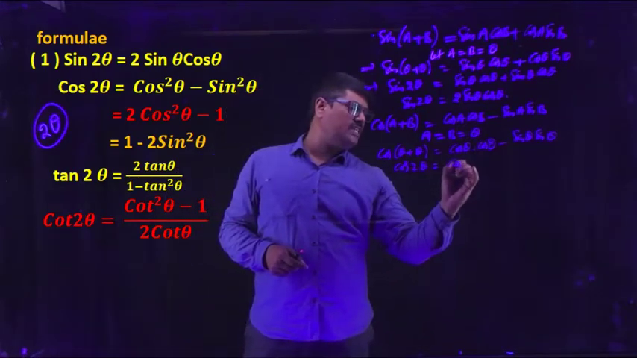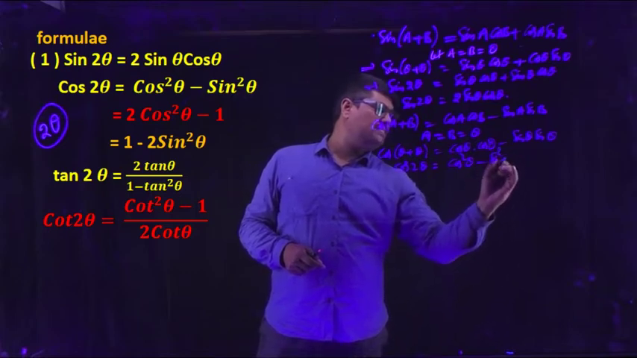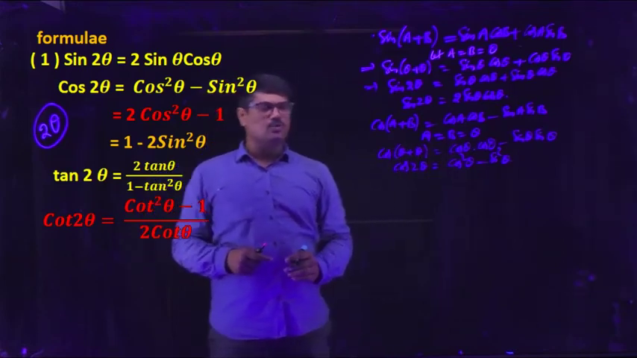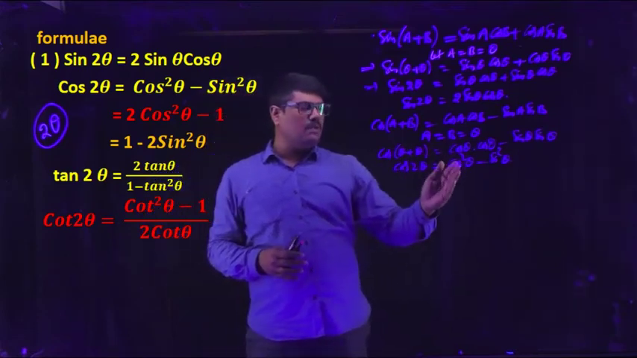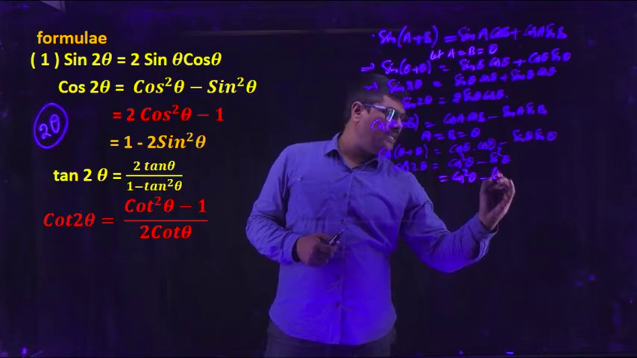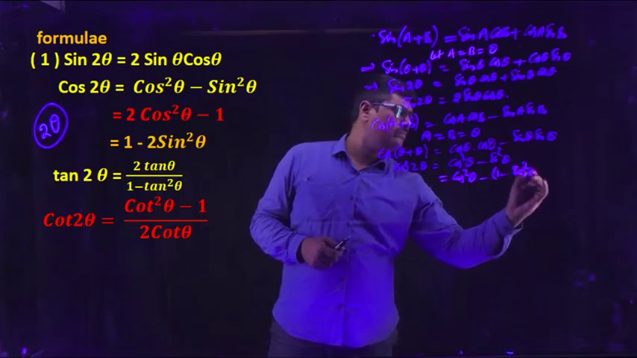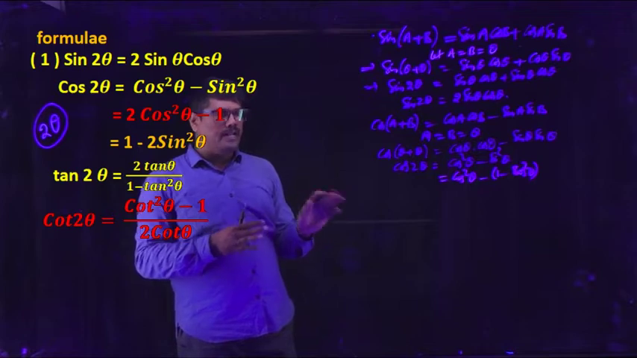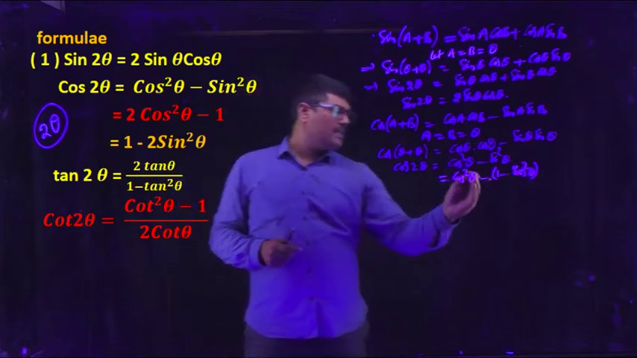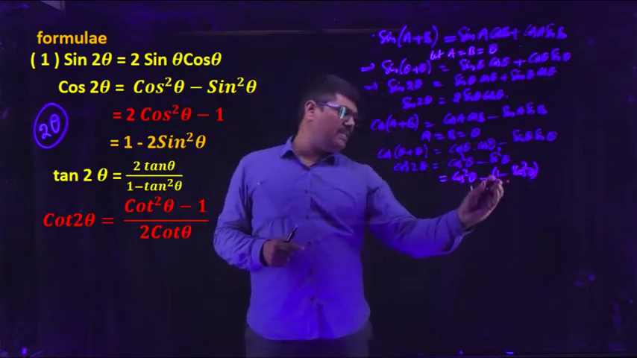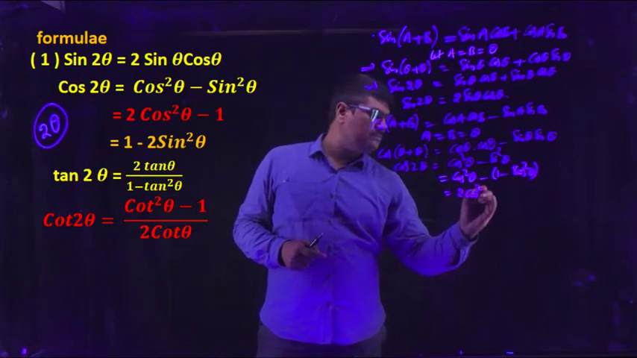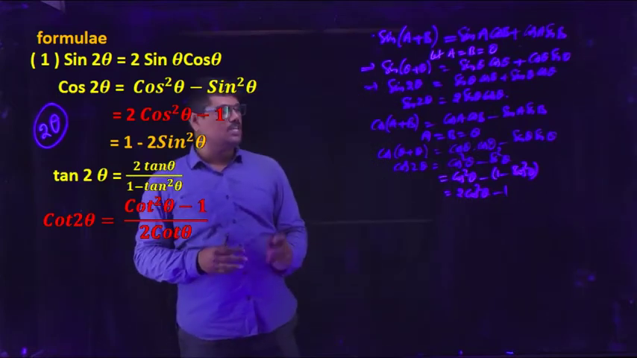Cos θ into cos θ is cos²θ, and sin θ into sin θ is sin²θ. So the formula for cos 2θ is cos²θ minus sin²θ. If you want to make this formula only in terms of cos, then you have to replace sin²θ with 1 minus cos²θ. Multiplying the minus into the bracket, you will get minus 1 plus cos²θ. Plus cos²θ, plus cos²θ becomes 2cos²θ minus 1. You will get the formula in terms of cos only.